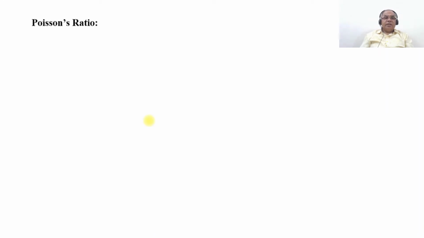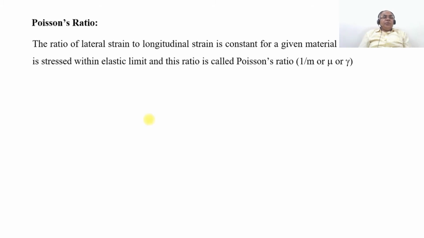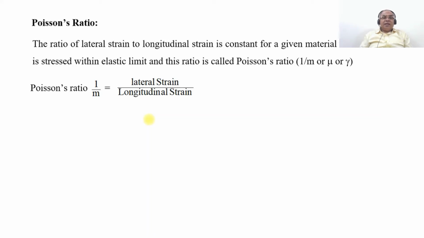Now, in this video, we're going to take up one more concept, which is the Poisson's ratio. What is Poisson's ratio? The ratio of lateral strain to the longitudinal strain is constant for a given material, when the material is stressed within elastic limit, and the ratio is called the Poisson's ratio. So that means Poisson's ratio, which is denoted by 1/m or mu or nu, 1/m will be equal to lateral strain by the longitudinal strain.